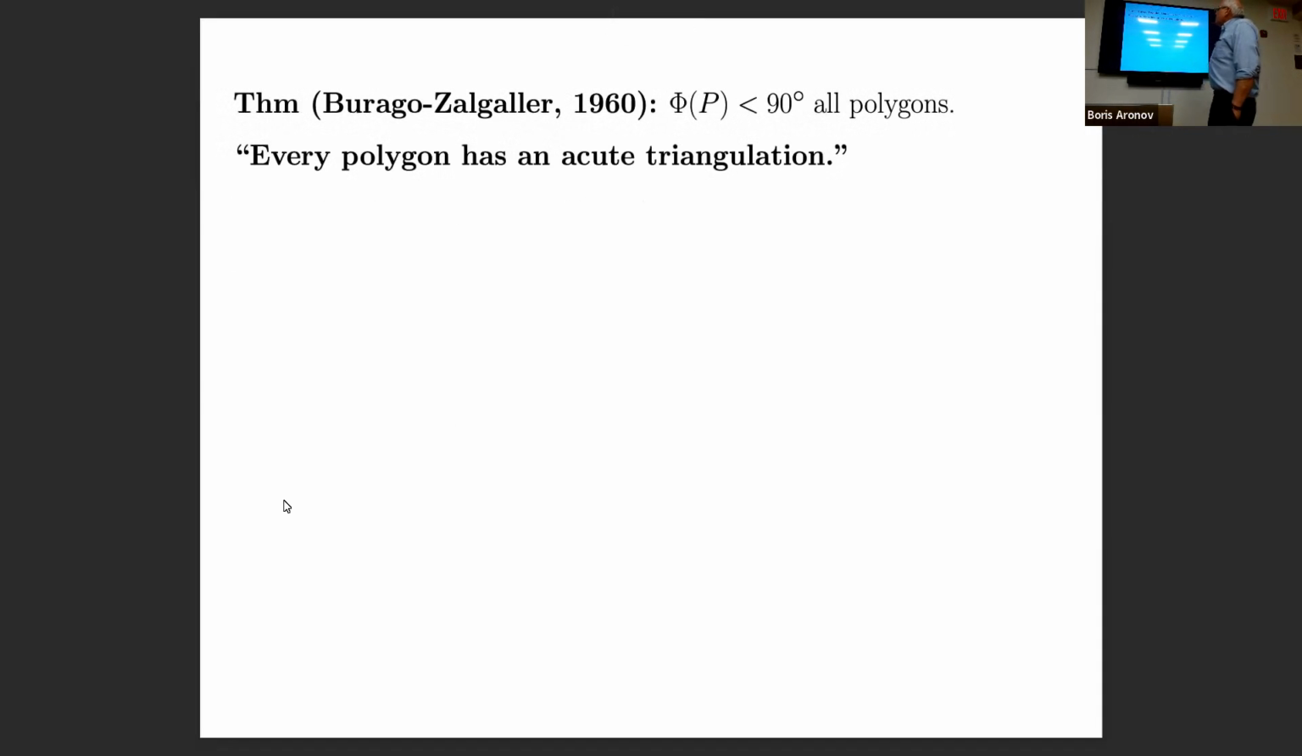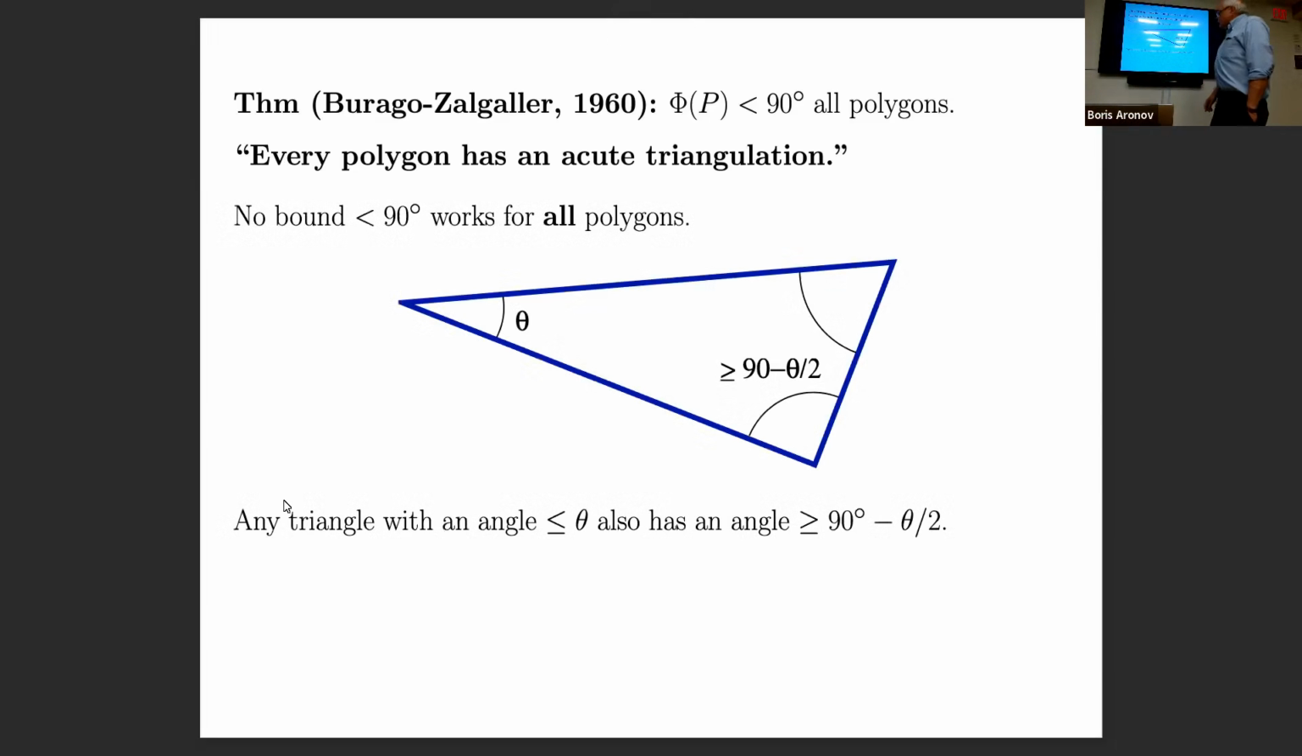So back in 1960, Burago and Zalgaller proved that every polygon has an acute triangulation. They published this in a Russian journal. It was part of a topology paper about a combinatorial version of the Nash embedding theorem. And so it wasn't really known to the computer science or computational geometry community in the West. As far as I know, the first reference to it is like around 2004.